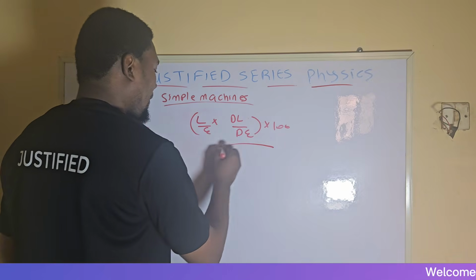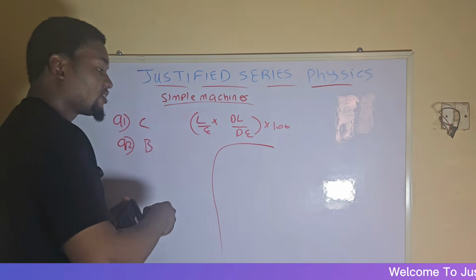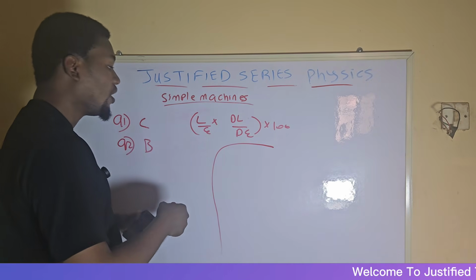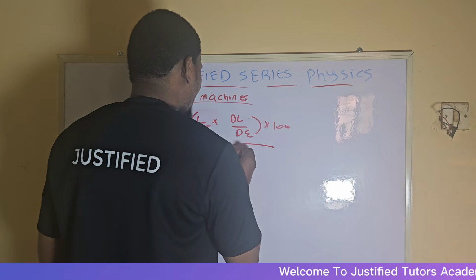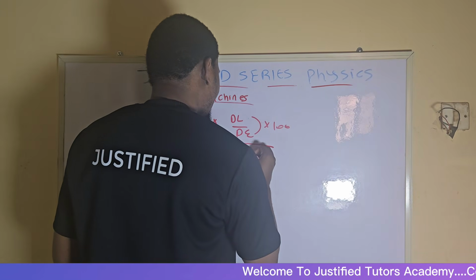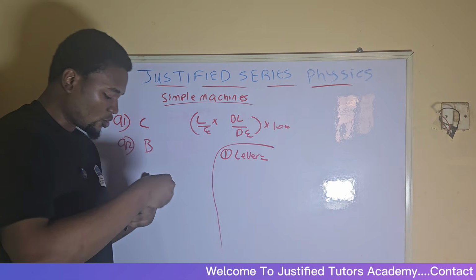So, the velocity ratio formula for all machines. Number 1, we have the lever, and it is equal to what?